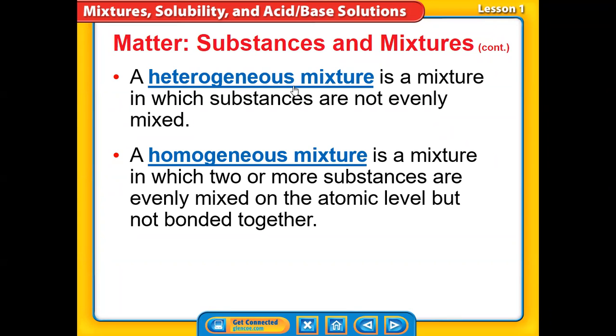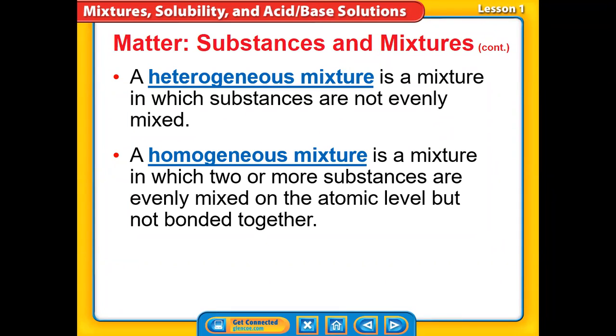Who can tell me the difference between homogeneous mixture and heterogeneous mixture? Let's see. Yes, Maya? In the heterogeneous mixture, it is not evenly mixed, but the homogeneous is mixed evenly, but at the atomic level it is not bonding together. Yep, that's good.